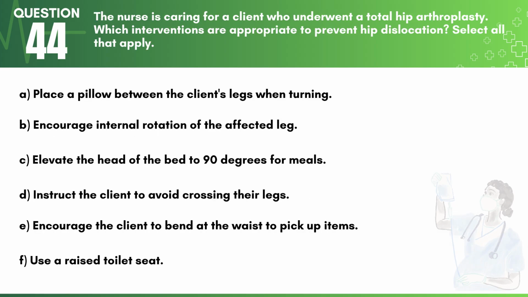Question 44. The nurse is caring for a client who underwent a total hip arthroplasty. Which interventions are appropriate to prevent hip dislocation? Select all that apply. A. Place a pillow between the client's legs when turning. B. Encourage internal rotation of the affected leg.